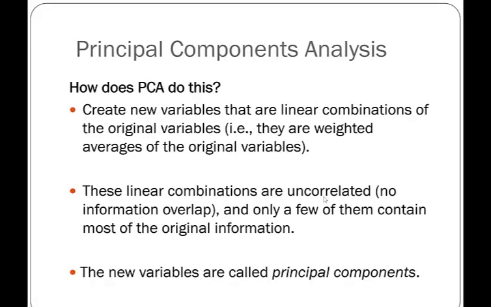And this is done by making linear combinations of the original variables, and these are just weighted averages. Linear combinations turn out to be highly correlated with the variable that we're trying to predict, but they are uncorrelated with each other. So the dependent variable has a high correlation with linear combinations, but linear combinations are uncorrelated with each other. And so the new variables are what we call principal components.